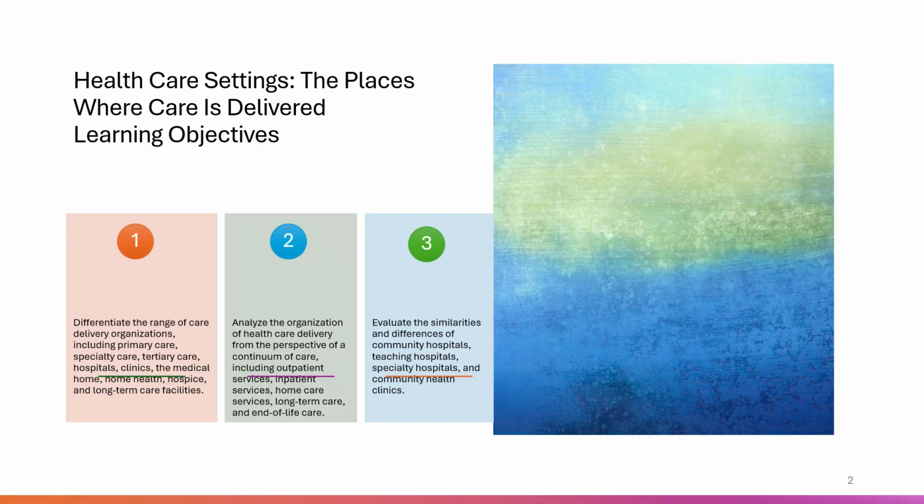The objectives for this unit, the places where healthcare is delivered, are one, to differentiate the range of care delivery organizations, including primary care, specialty care, tertiary care, hospitals, clinics, and medical home health, hospice, and long term care facilities, like we mentioned before. Analyze the organization of healthcare delivery from the perspective of continuum of care, including outpatient services, inpatient services, home care services, long term care, and life care, which we've already talked about.